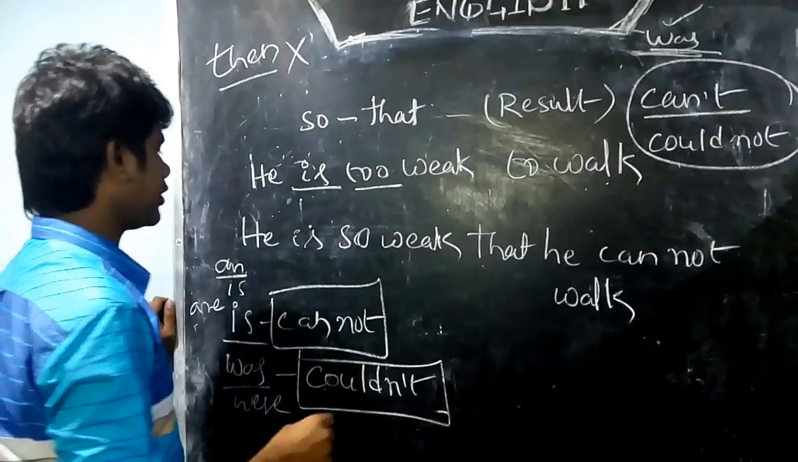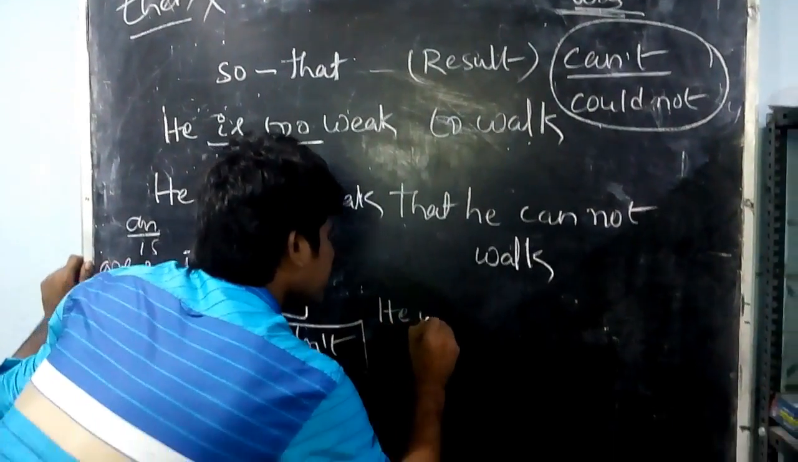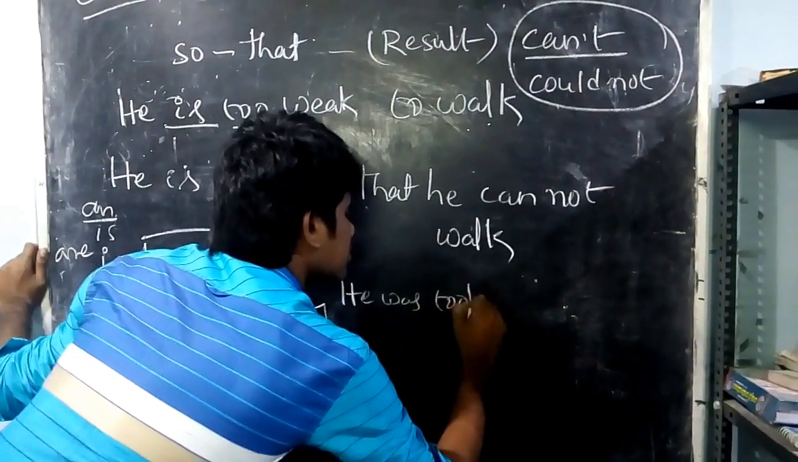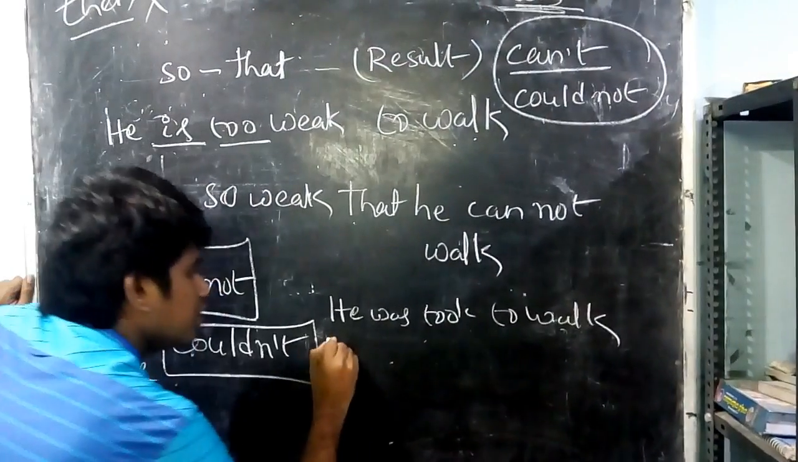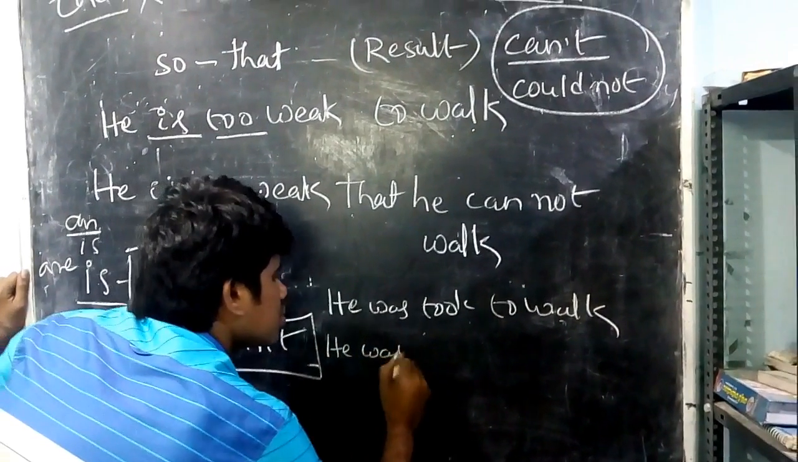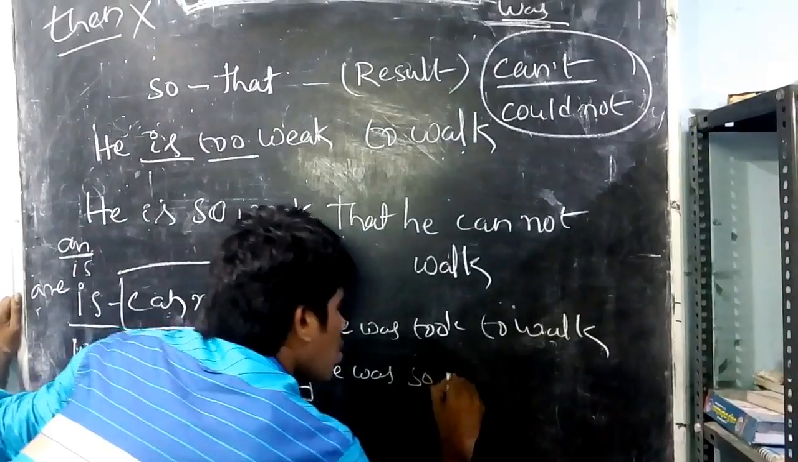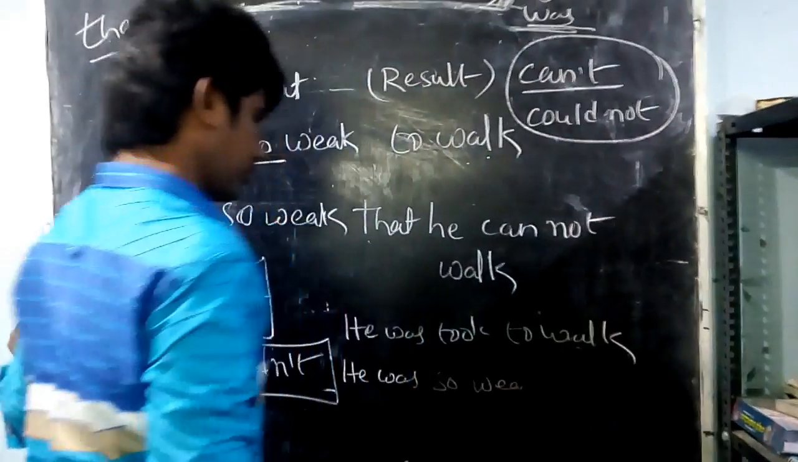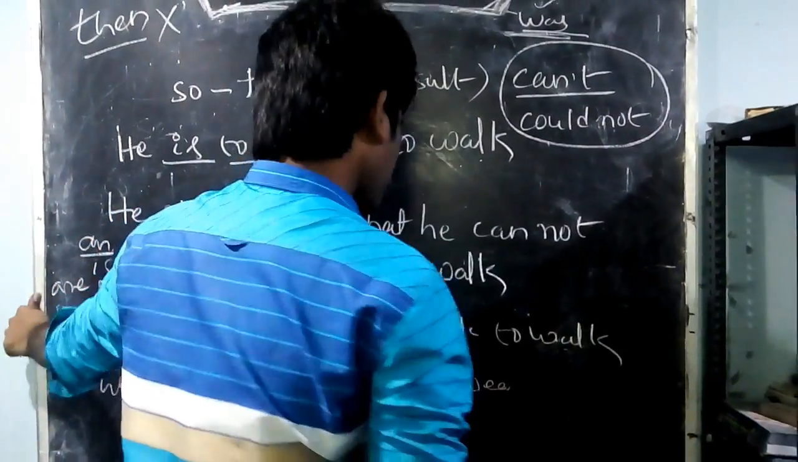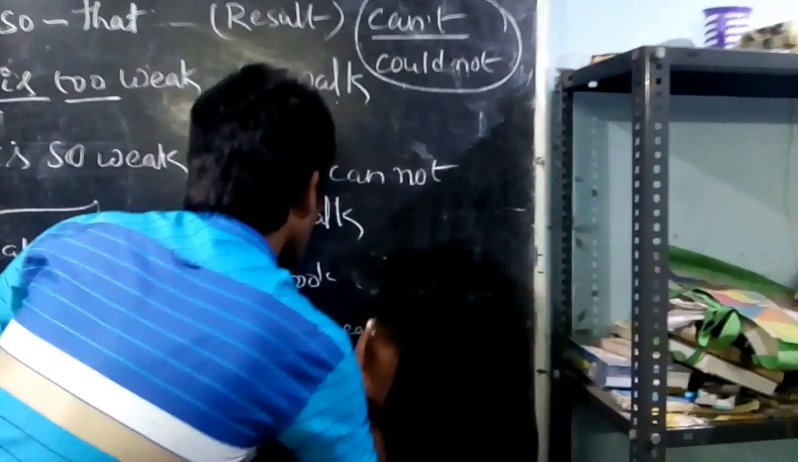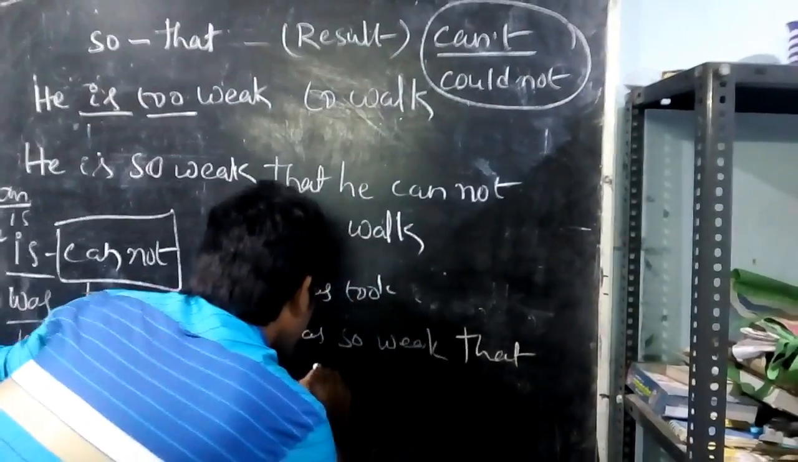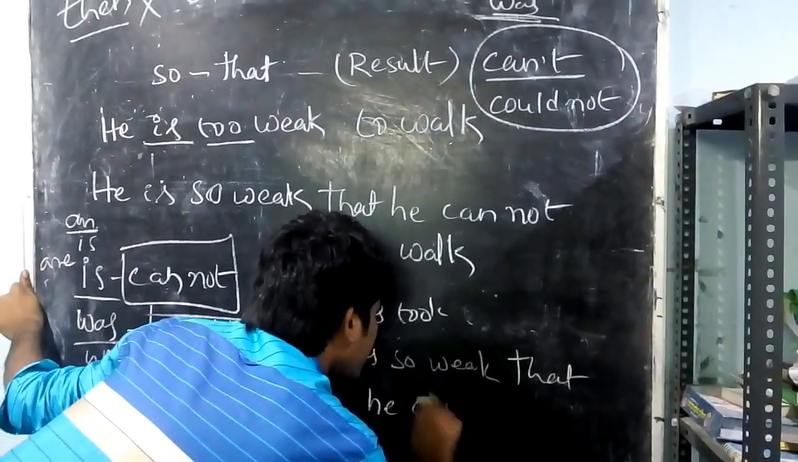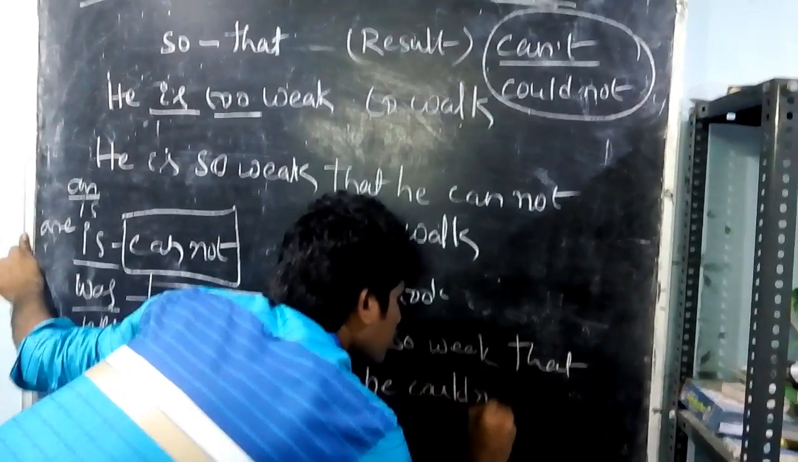Let's come to another example. He was too weak to walk. Here we have to use: he was so weak that he could not walk. He couldn't walk.